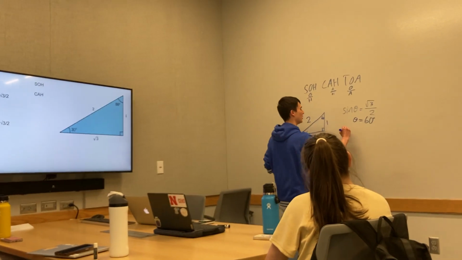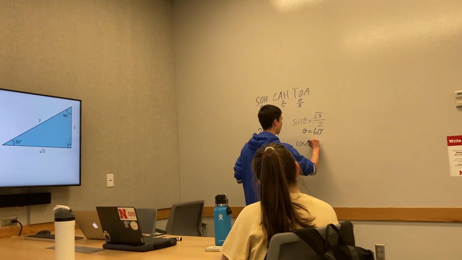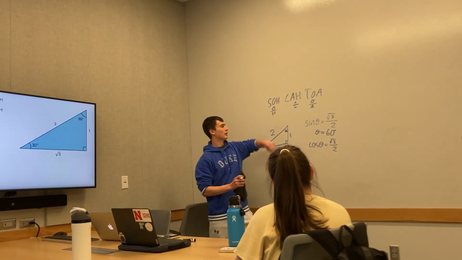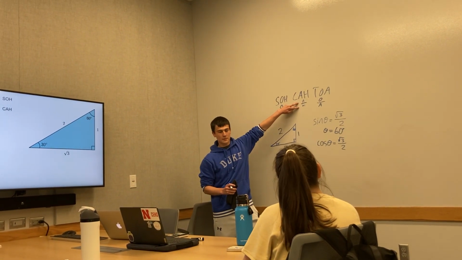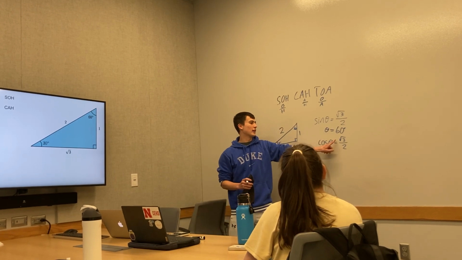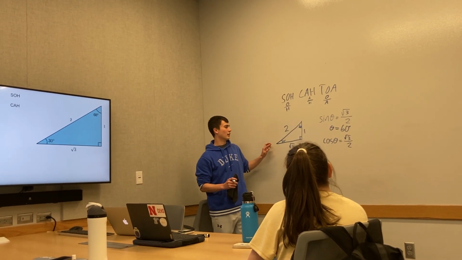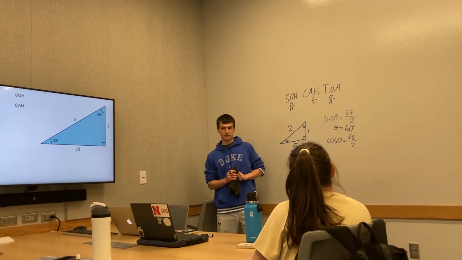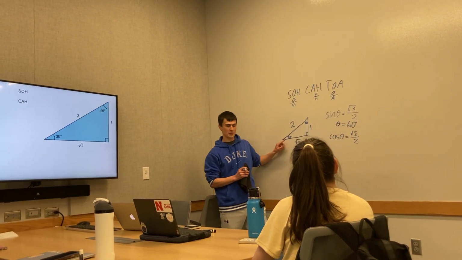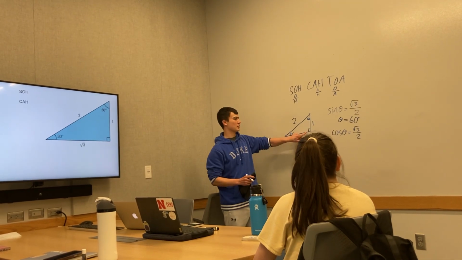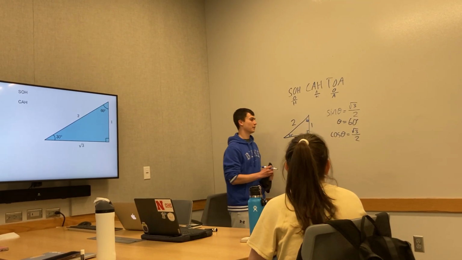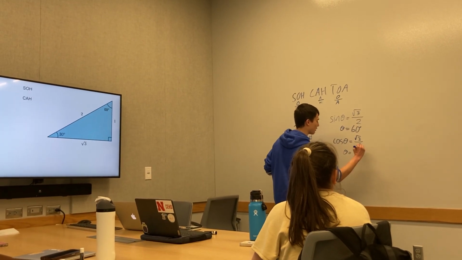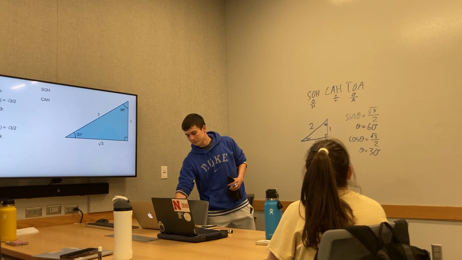Now if we did cosine theta equals square root of 3 over 2, we need the adjacent side, right? So in what case is square root of 3 adjacent? What angle is that adjacent to? 30 degrees, right. Like you said, it could also be 90, but we don't want the right angle. So this equals 30 degrees. Cool.